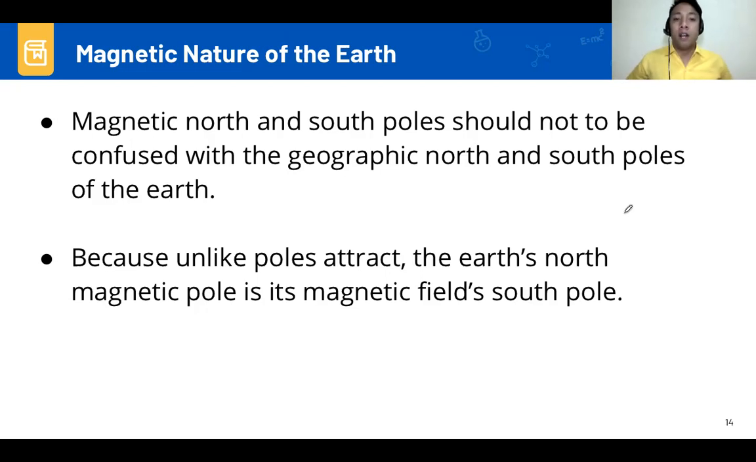So, magnetic nature of the Earth, we have magnetic north and south poles, which should not be confused with the geographic north and south poles of the Earth. Why? Because unlike poles attract, the Earth's north magnetic pole is its magnetic field's south pole. Parang magulo, di ba? Sabi dito, yung north ng ating planet is the south pole of the magnet.